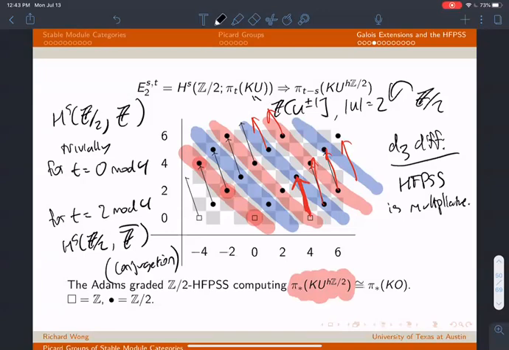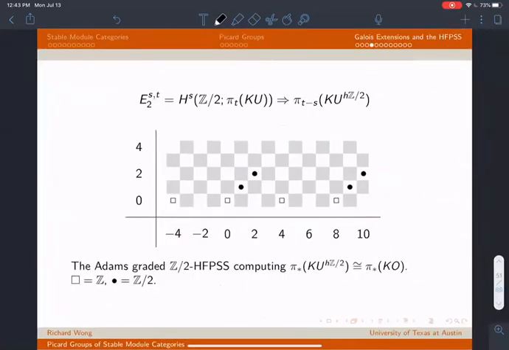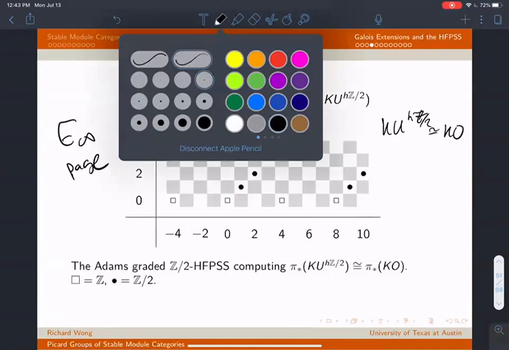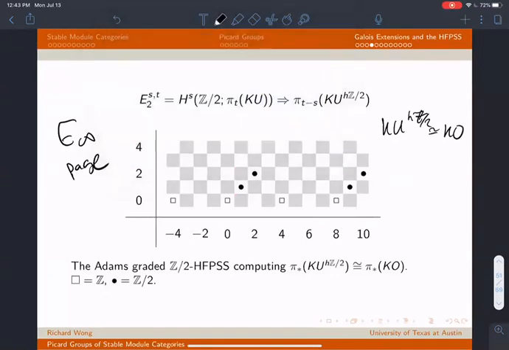So the E infinity page, what's left over, looks like this. And this is the E infinity page. And now you can see why KU hC2 is equivalent to KO, because now you see this eightfold periodicity. So Z, Z/2, Z/2, 0, Z, 0, 0, 0, Z, and it repeats.